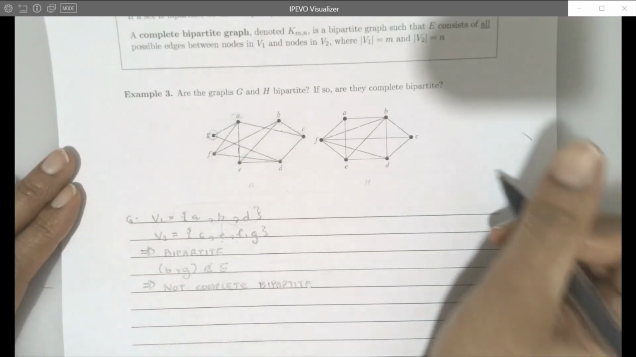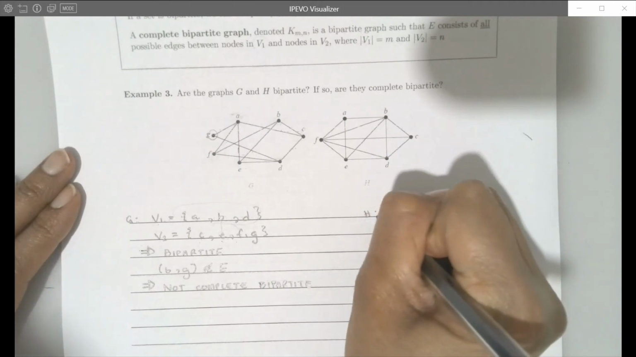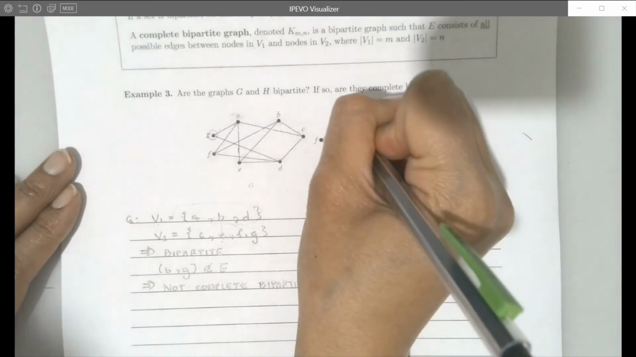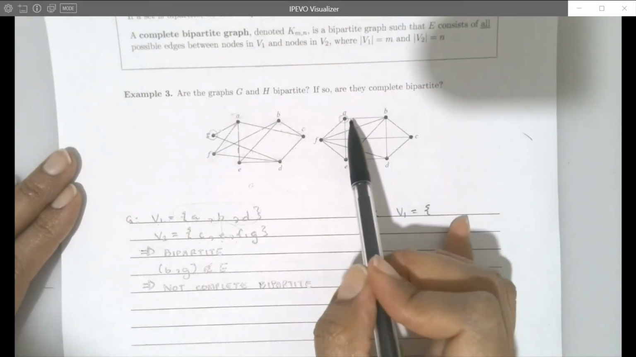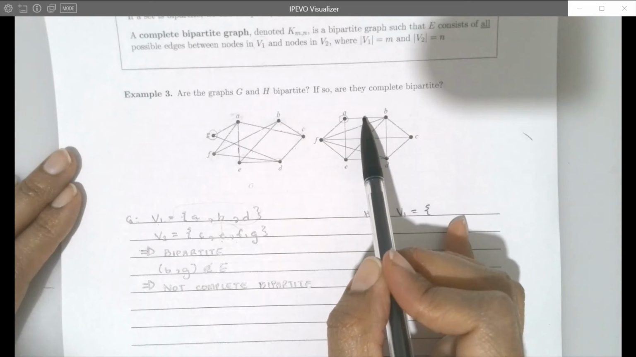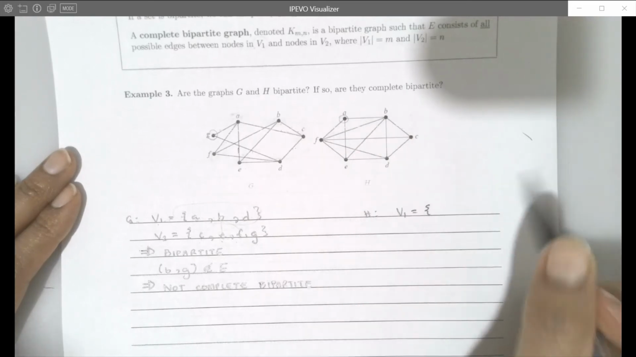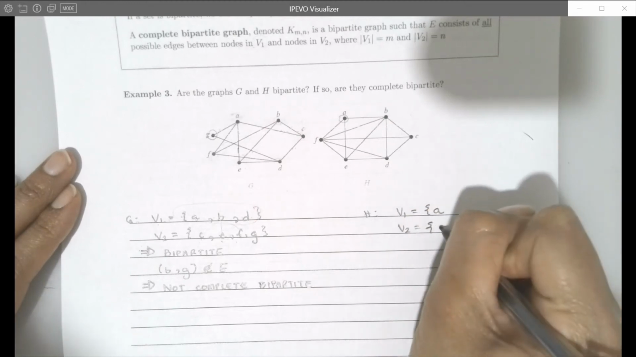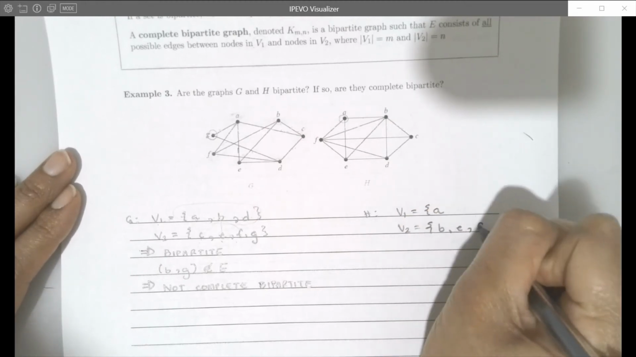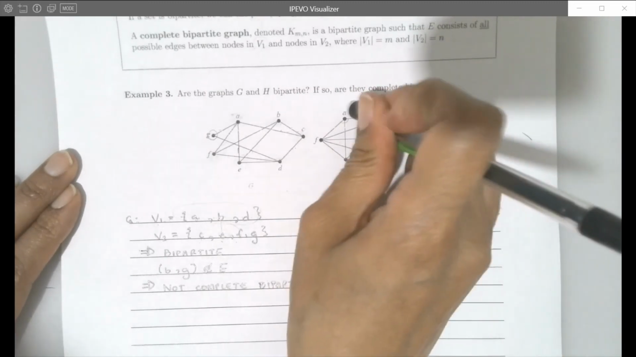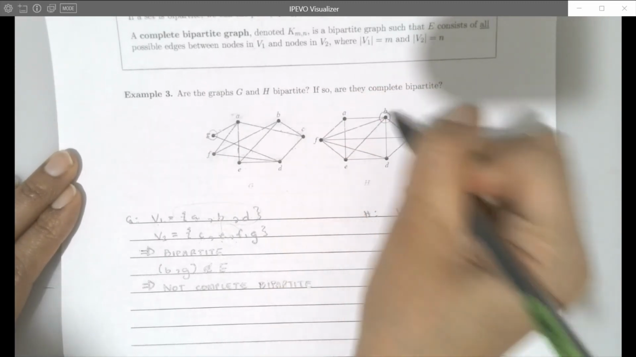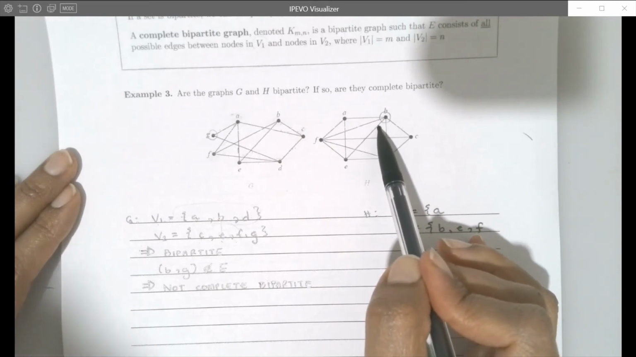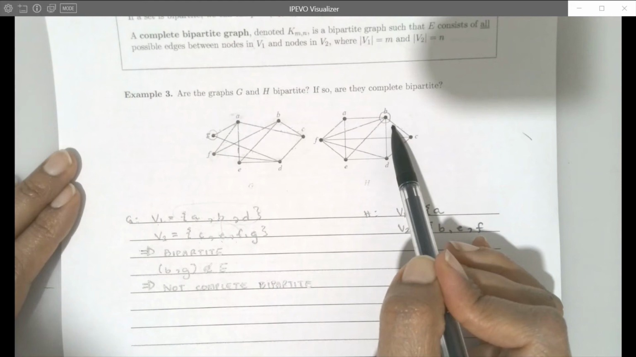Okay. All right, so this was for G. Let's take a look at H. Okay, so for H, again, I'll start at node A. A is connected to 3 nodes, B, E, and F. So if we place A in V1, that means that in V2, we have to place B, E, and F. Okay, we now move on to node B, and B is connected to, actually more than 4, it's actually connected to 5 different nodes.